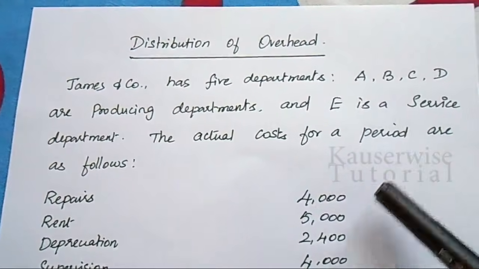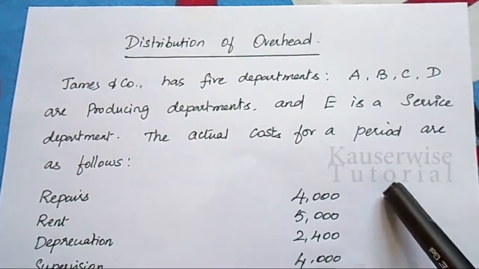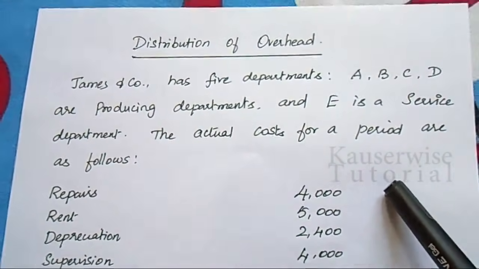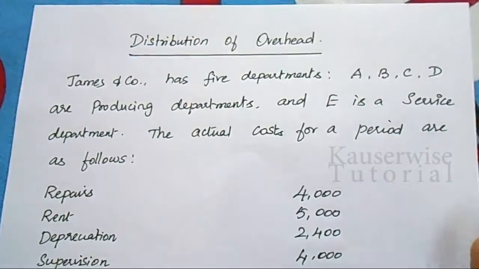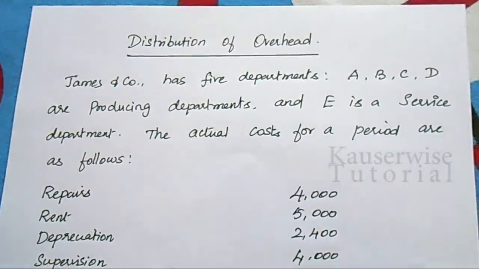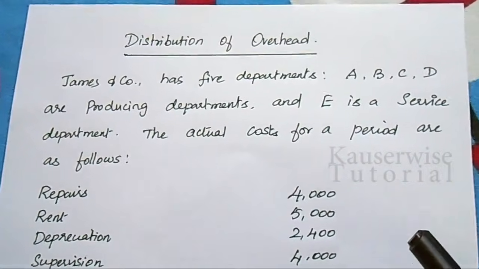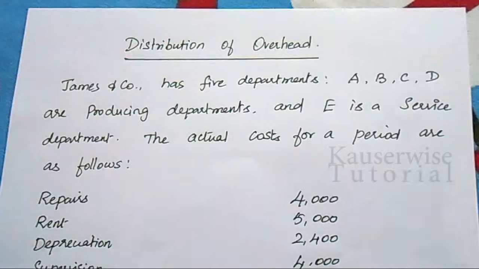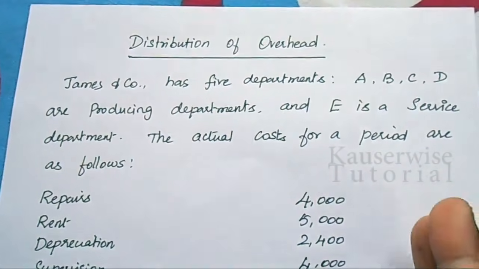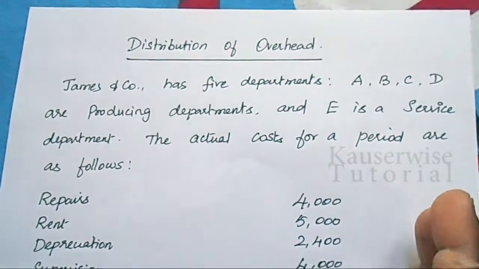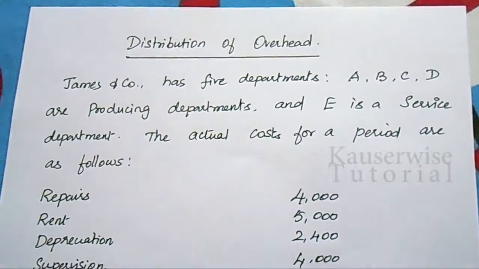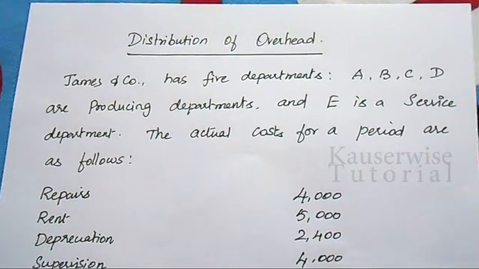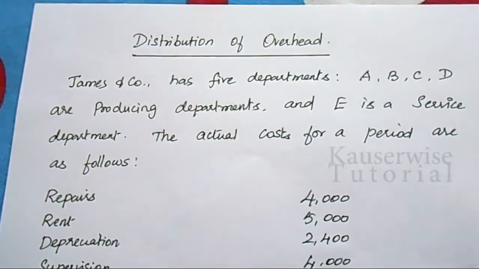See, allocation means certain items can be easily allotted to a particular department where the particular transaction is related to that department. In such case, you can directly enter the full amount into the particular department. Why? Because that particular expense is related with that particular department only. In that case, you can directly allocate the expense into the department. So this is called allocation.